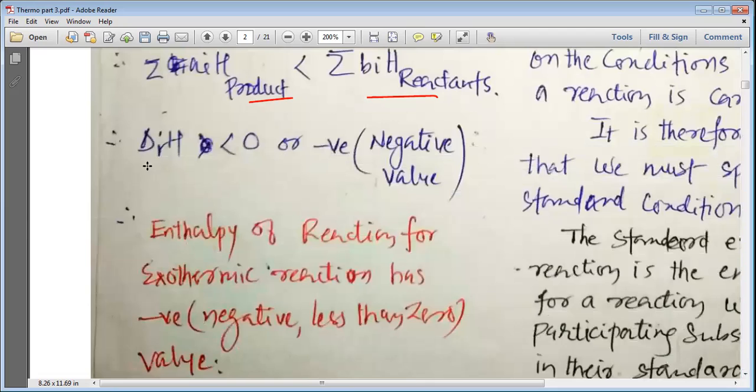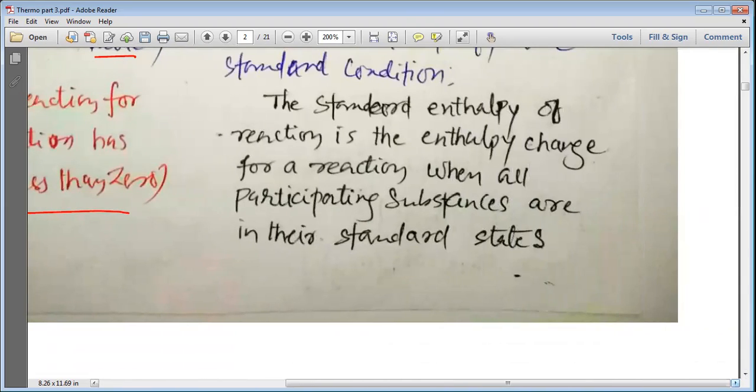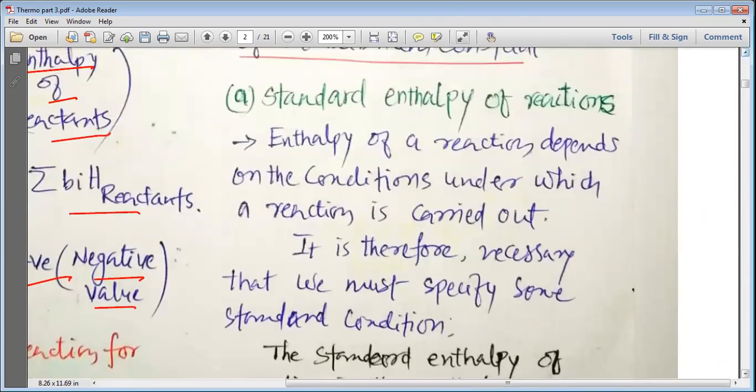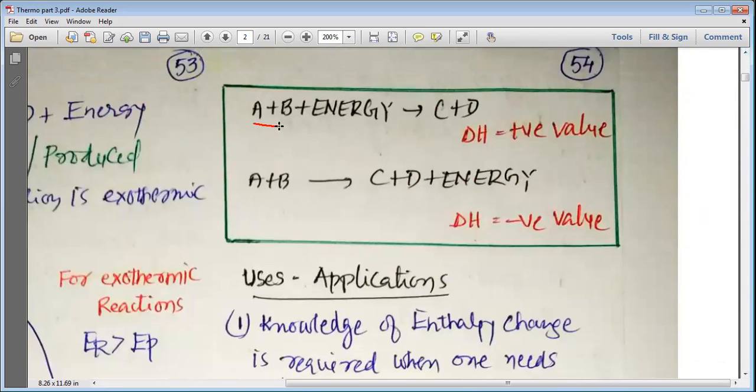And finally, ΔrH is going to get a value less than 0, and any value which is less than 0, we call a negative value. So the enthalpy of reaction for an exothermic reaction has a negative value, or a value less than 0. That is what we can easily understand from these examples, from these graphs, and from these ideas. So we can summarize, my dear students, that if we have reactions like A plus B plus energy gives C plus D, such a reaction we call an endothermic reaction.